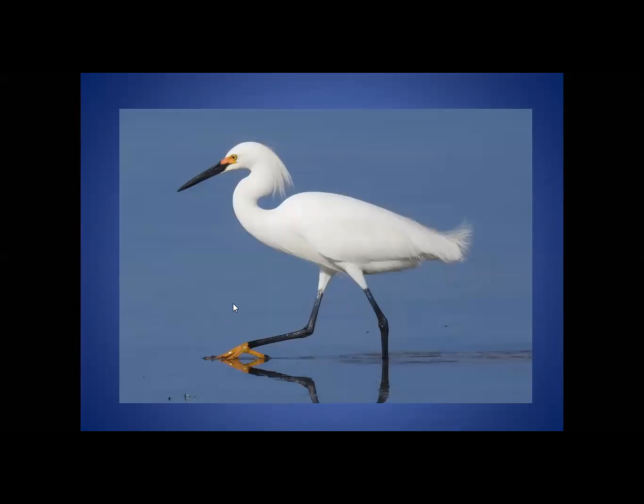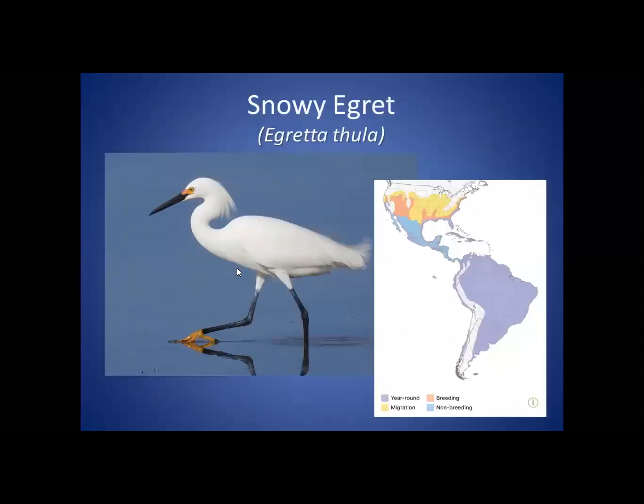Next species, what do we have? Boy, this one's very obvious. This is a medium-sized bird, again, about 2 feet in length. Look at those black legs, black bill, with the yellow lore and the yellow feet. Yeah, you guys have it. Yeah, snowy egret for sure.